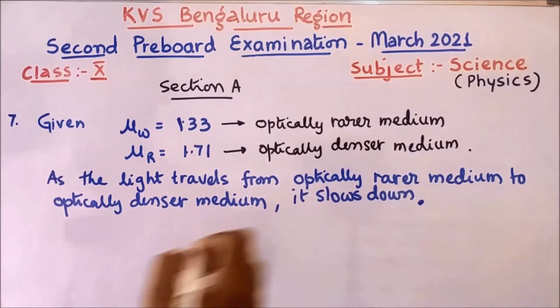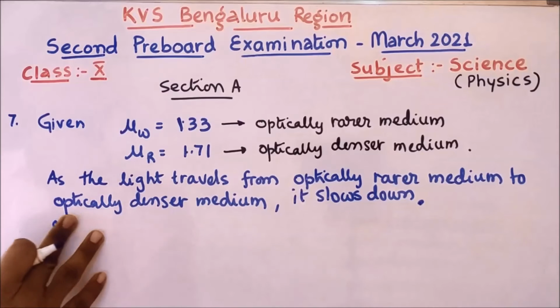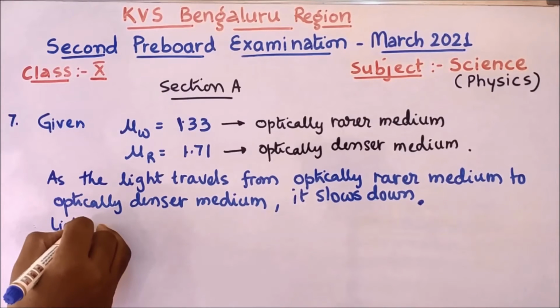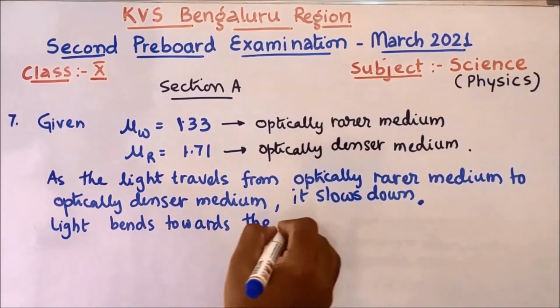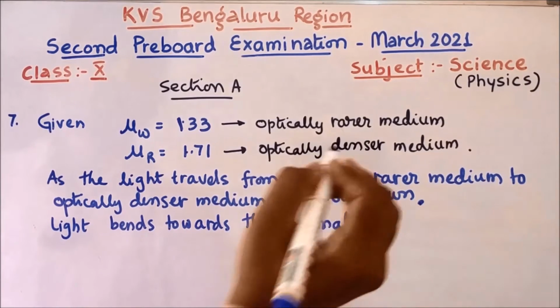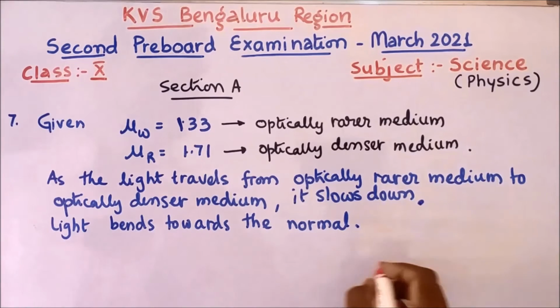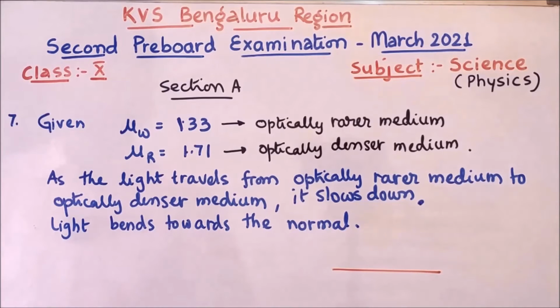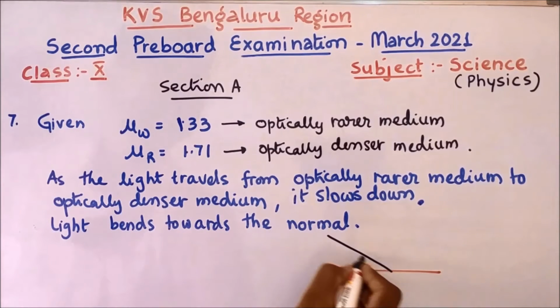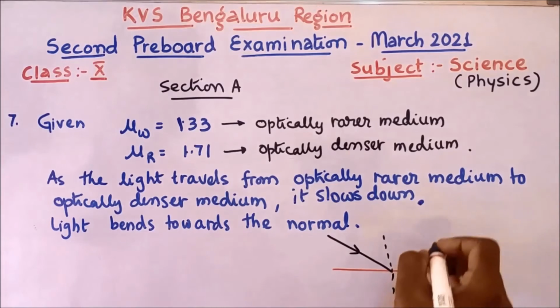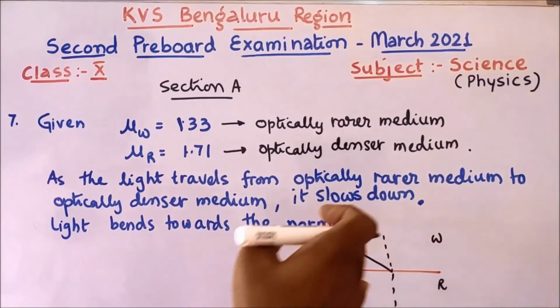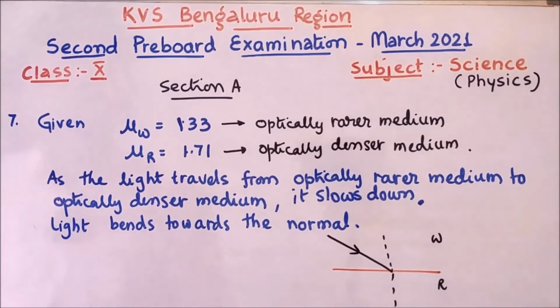The consequence is that the light bends towards the normal. So let me take an interface here. This is the interface between the water and the ruby, and suppose this is the incident ray. So this is water, this is ruby. Light is traveling from optically rarer medium to denser medium. It slows down and hence it bends towards the normal. So this is the refracted ray, the red one.